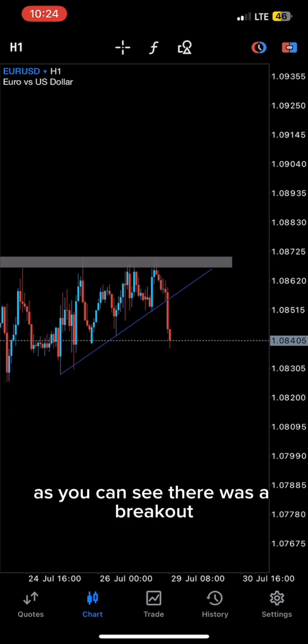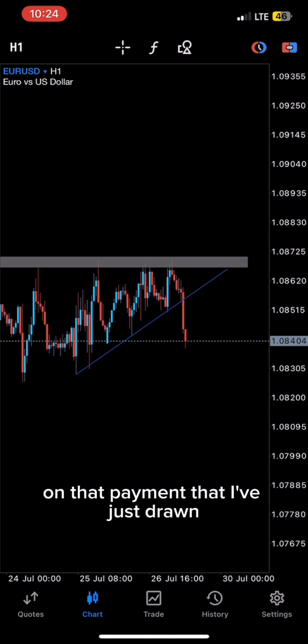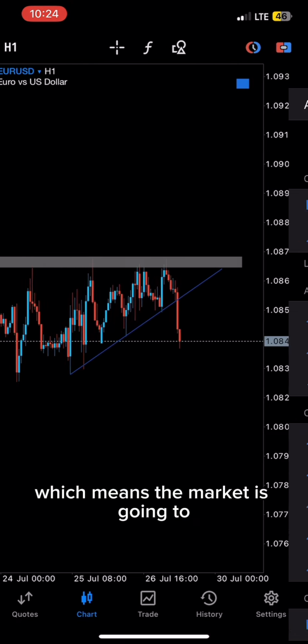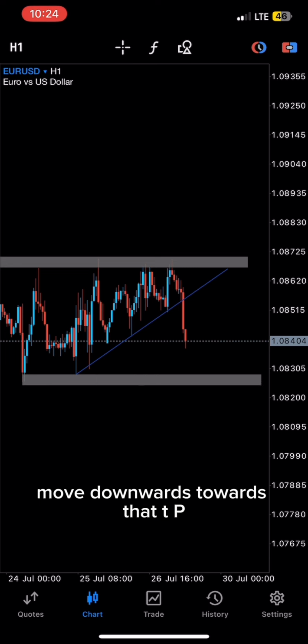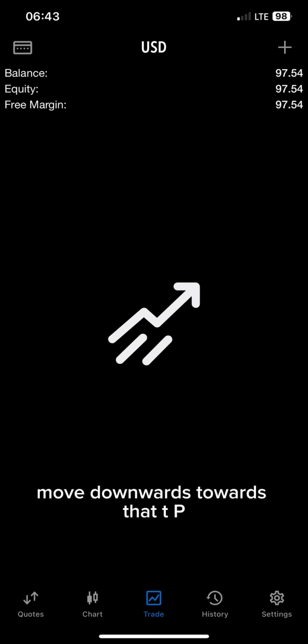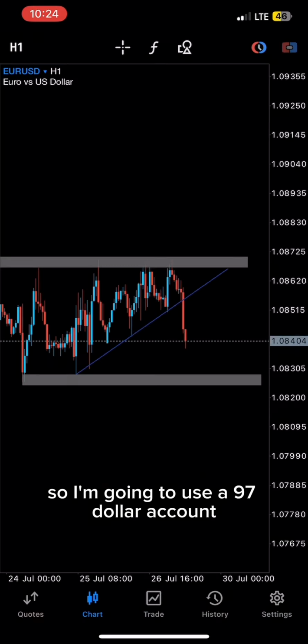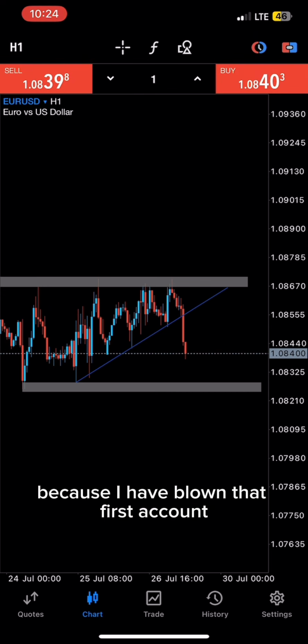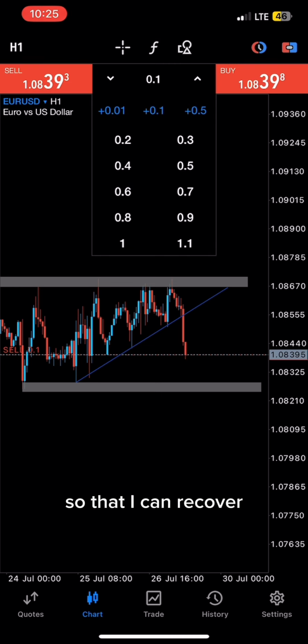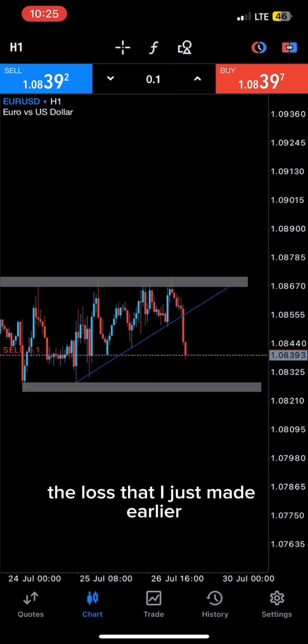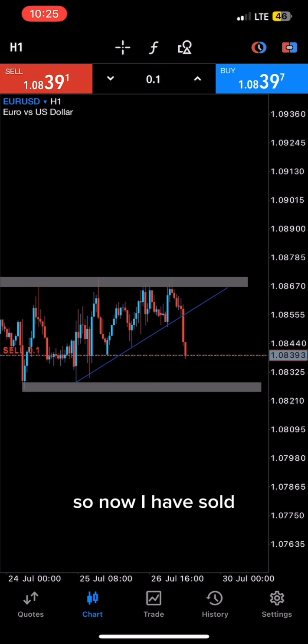As you can see, there was a breakout on that pennant that I've just drawn, which means the market is going to move downwards towards that TP. So I'm going to use a $97 account because I have blown that first account. However, let's see if I can maximize on this one so that I can recover the loss that I just made earlier. So now I have sold.